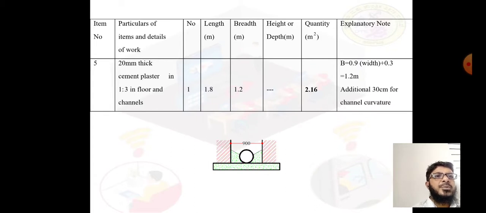So how we got this 1.2 meter means width is 0.9 meter of the channel plus 0.3 we have added extra, means 0.15 plus 0.15. Okay. So additional 30 centimeter, that will take care of a curvature. So 1.2 meter is the width and its length 1.8 meter. So this much is the quantity of 20 mm cement plaster.